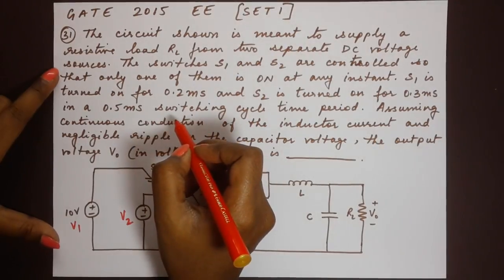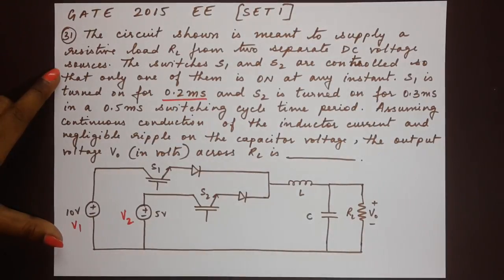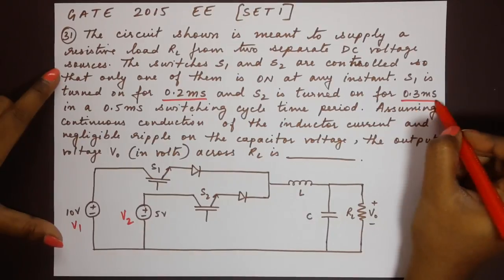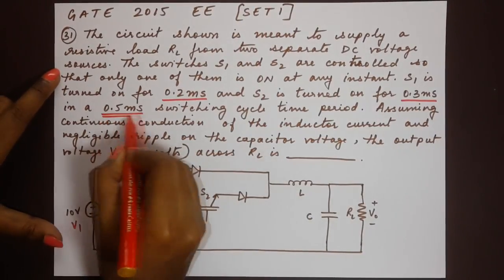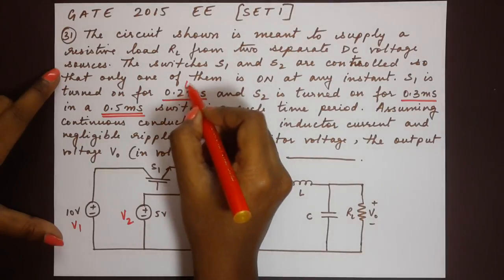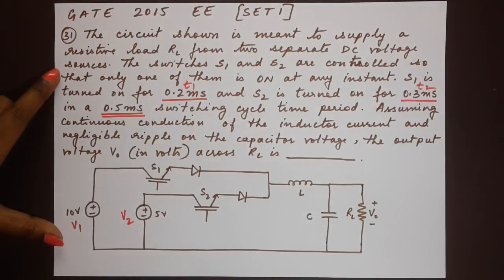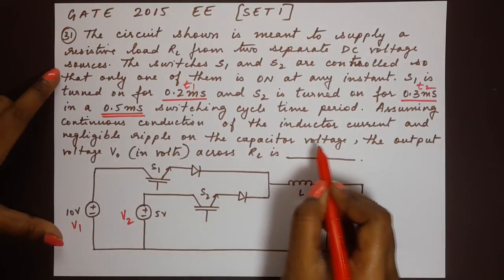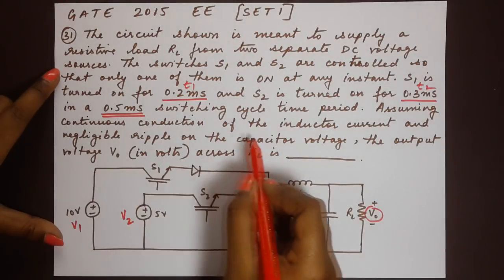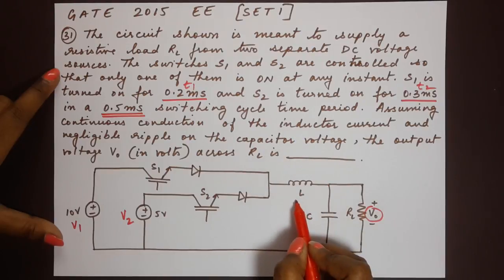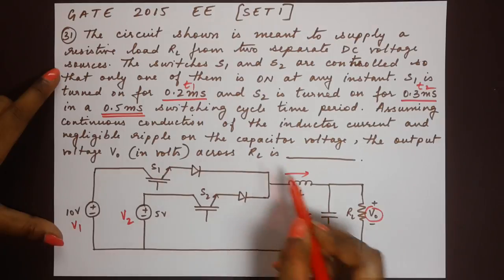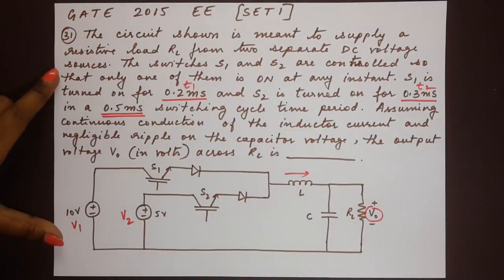So here we have that S1 is turned on for 0.2 milliseconds and then S2 is turned on for 0.3 millisecond and the total time period is 0.5 millisecond. So we'll call this T1 and we'll call this T2. Now we are asked to find out the output voltage V0. The question says to assume continuous conduction of the inductor current and negligible ripple on the capacitor voltage. So this tells us that the output voltage can be calculated by finding the average voltage here.